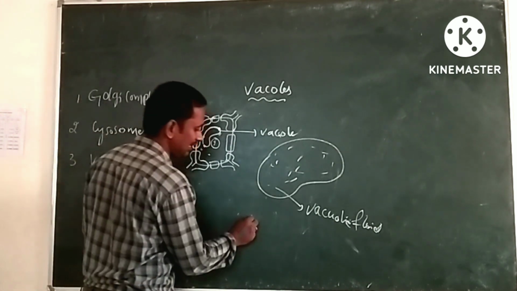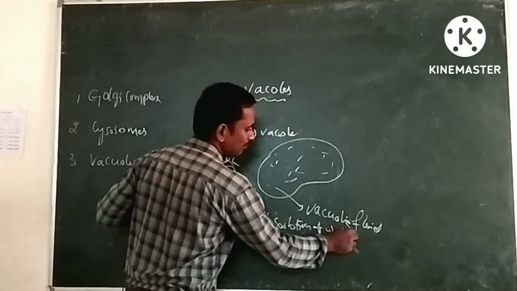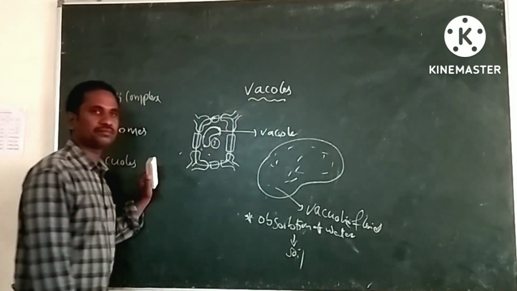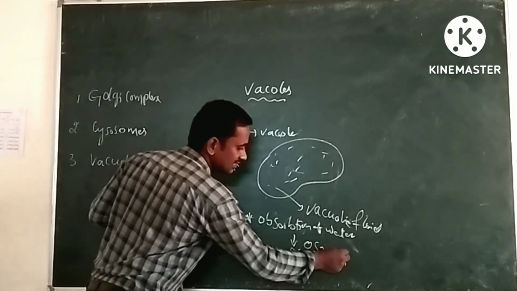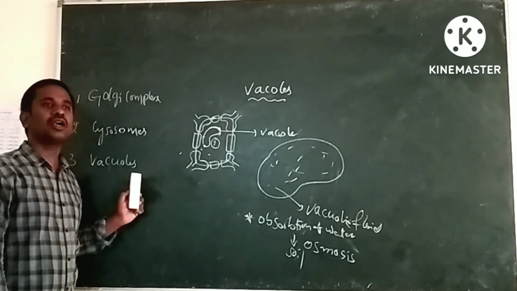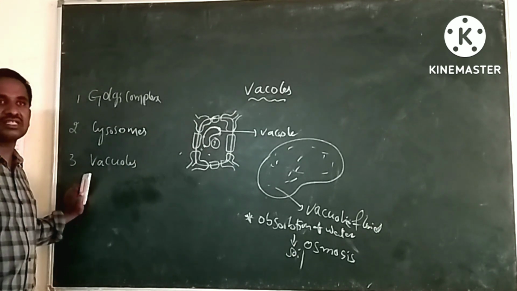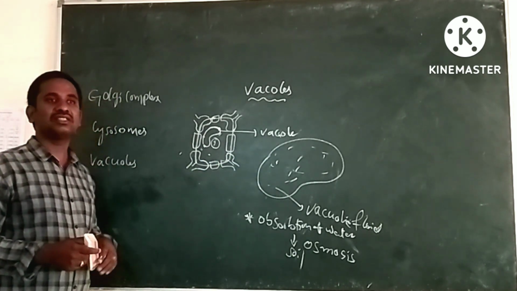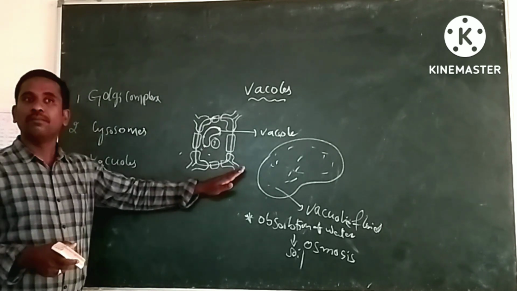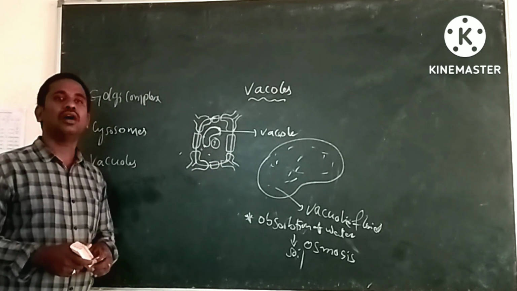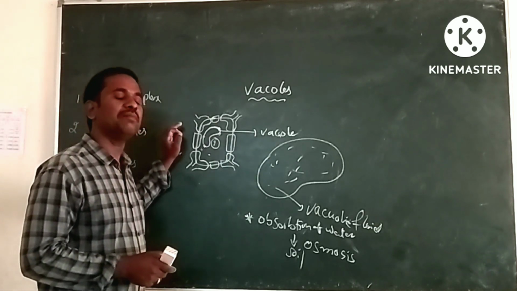In the process of osmosis, it helps in the absorption of water from the soil. Why? Because water penetrates by osmosis. The absorption of water takes place within the roots. The root cells of the vacuole get water by osmosis and send it into the xylem vessels, and water conduction takes place within the plant's body with the help of the vacuole. The vacuole plays a key role in that absorption of water.